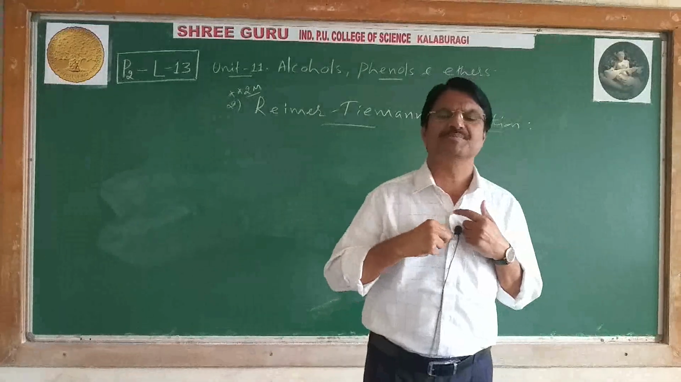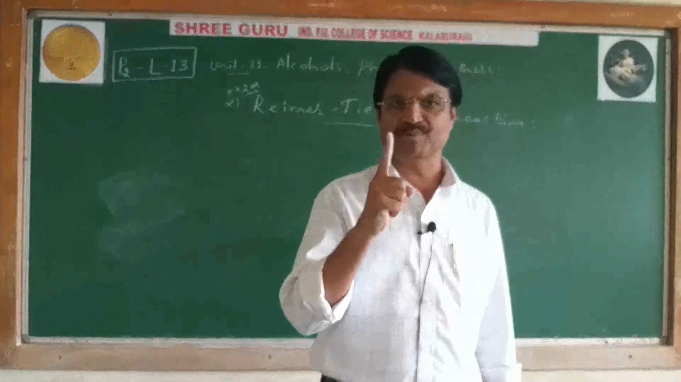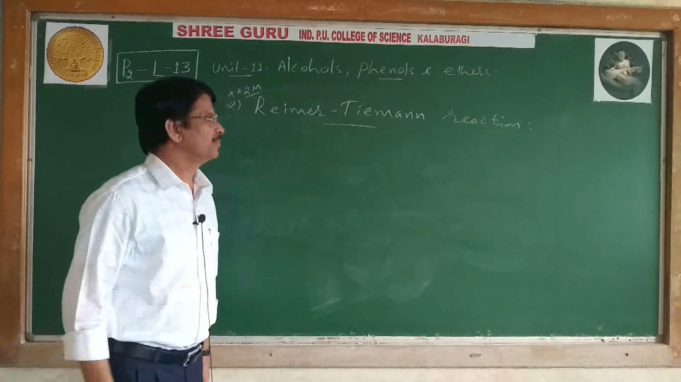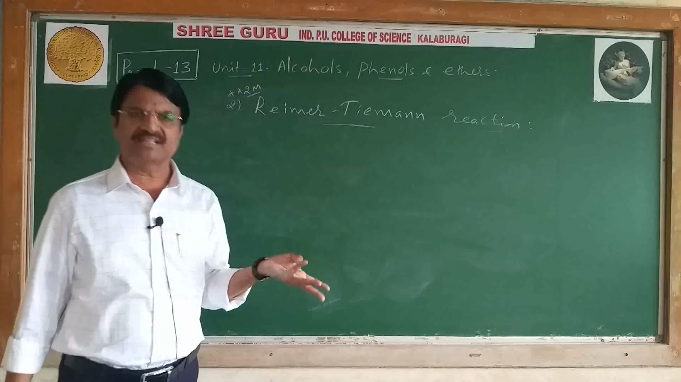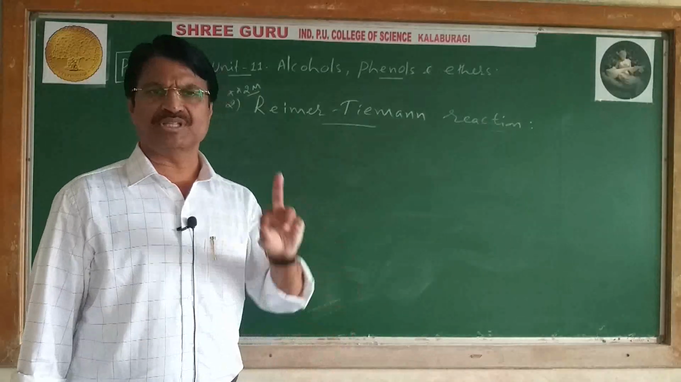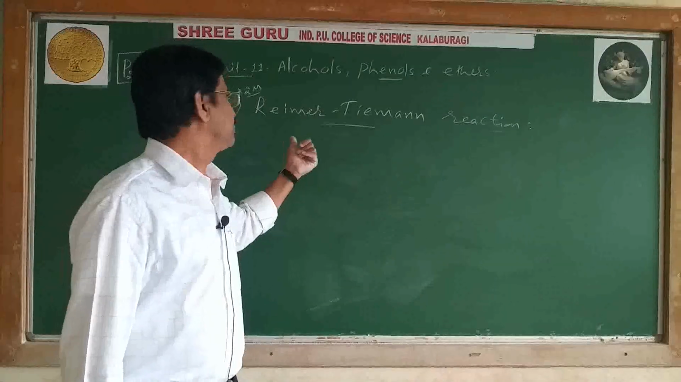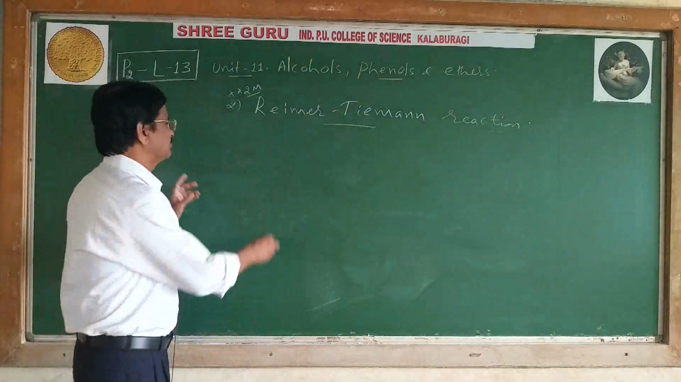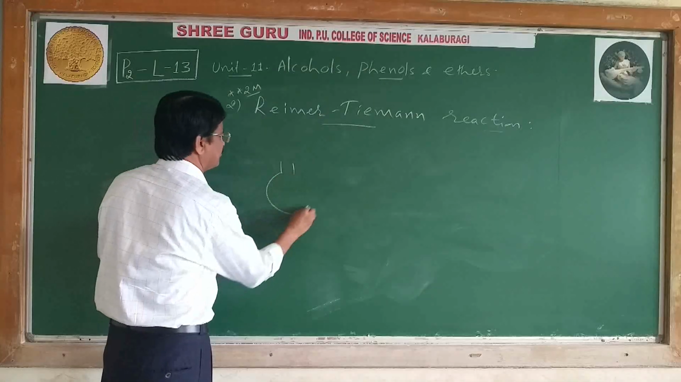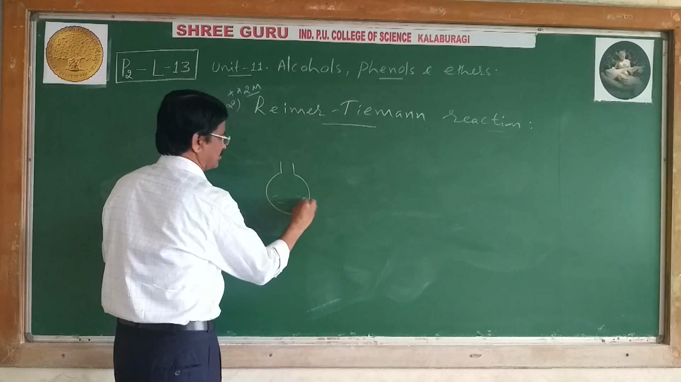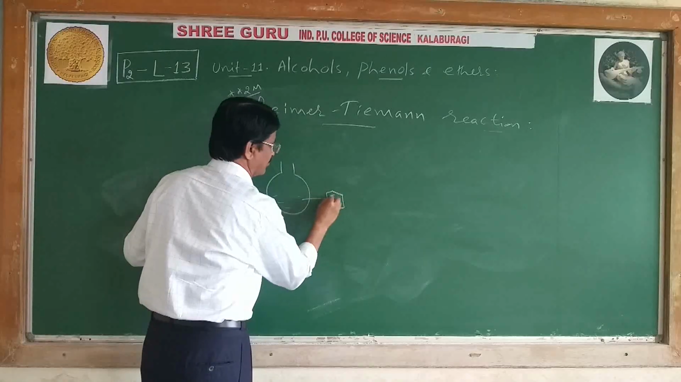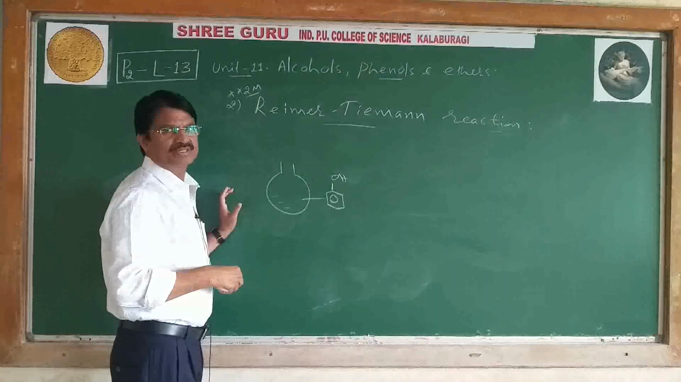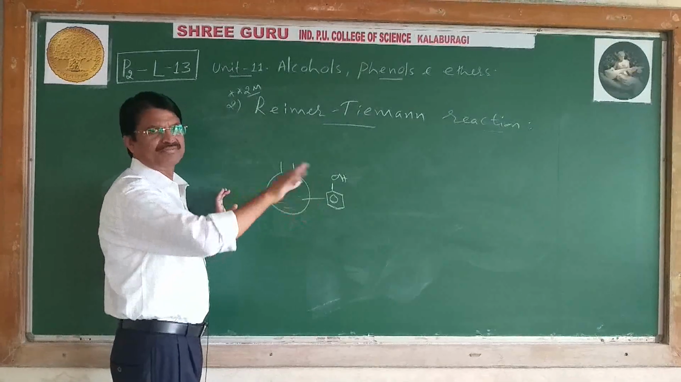But by Kolbe's reaction we can prepare only one organic compound, called salicylic acid. By the Reimer-Tiemann reaction, both salicylic acid and salicylaldehyde can be prepared. Again the experimental method is the same. First we take phenol in the RBF, about a half test tube of phenol.